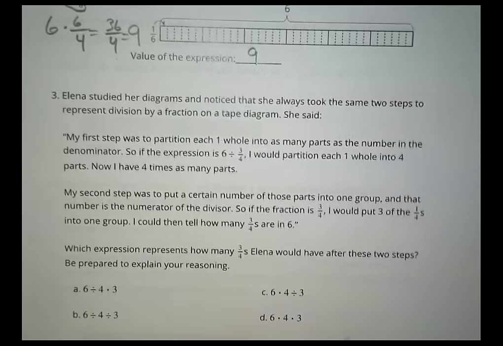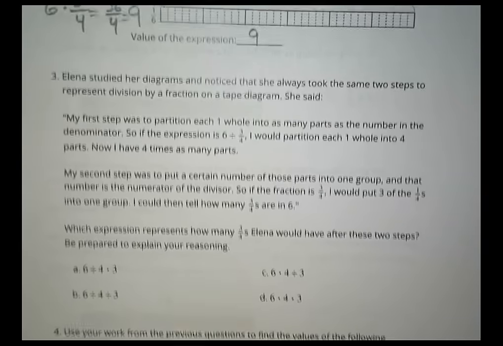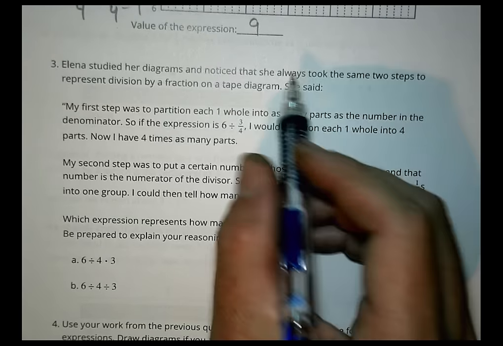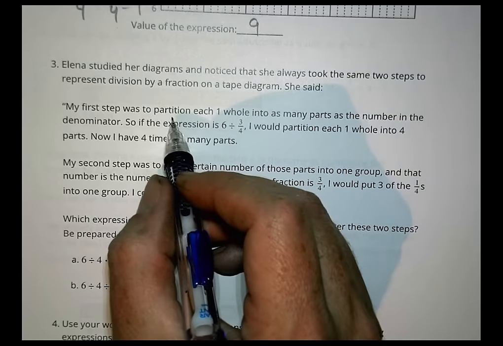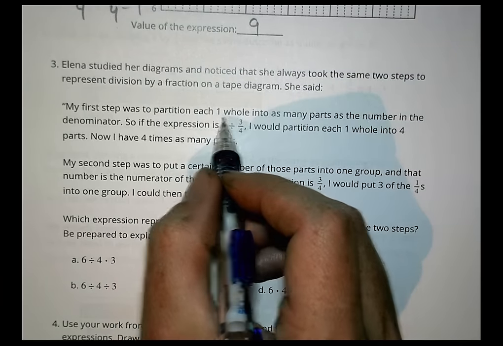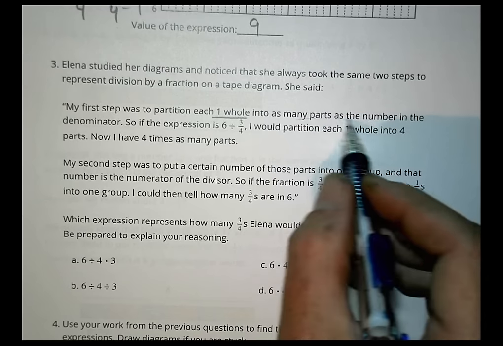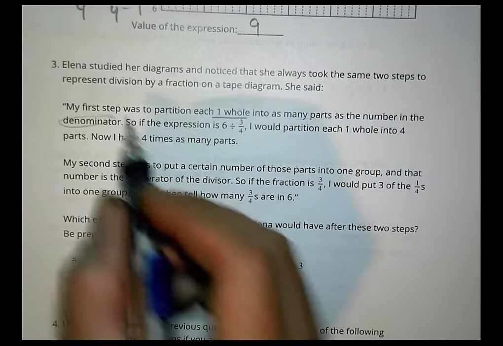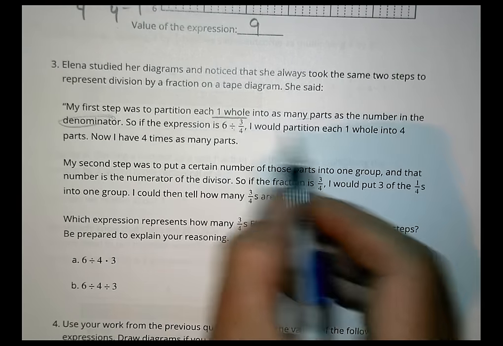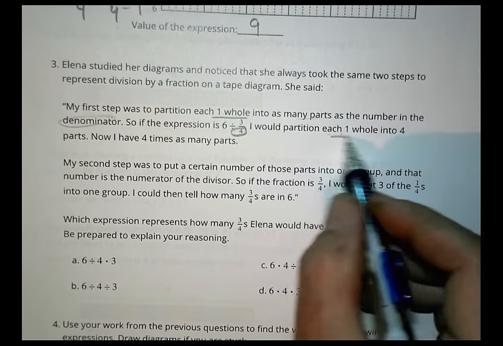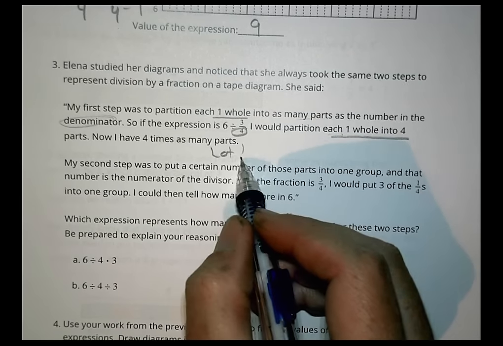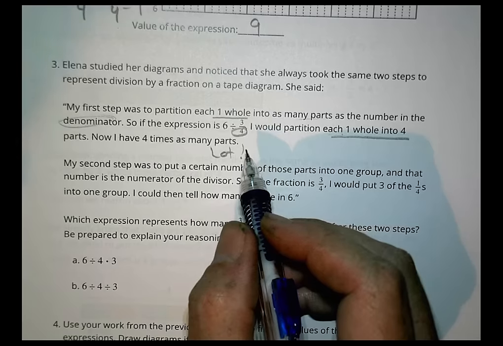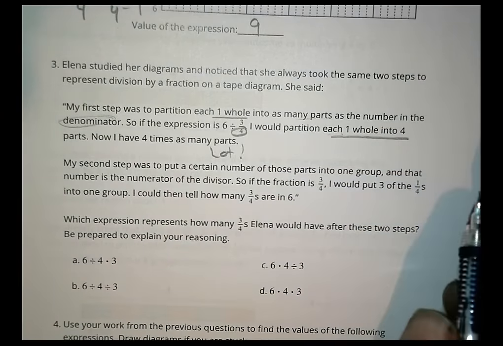Elena studied her diagrams and noticed that she always took the same 2 steps to represent the division by a fraction on a tape diagram. She said, my first step was to partition each one whole into as many parts as the number in the denominator. So if the expression is 6 divided by 3/4, I would partition one whole into 4 parts. Now I have 4 times as many parts. And she's right. That's a lot of parts. So if you have a large denominator, you're going to have a lot of little boxes there. That's where it gets too much to mess with.